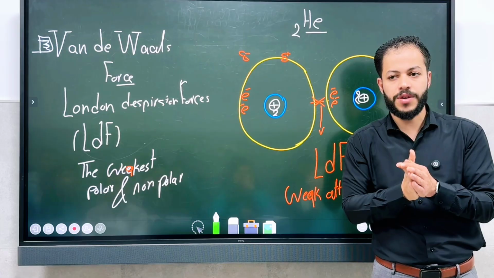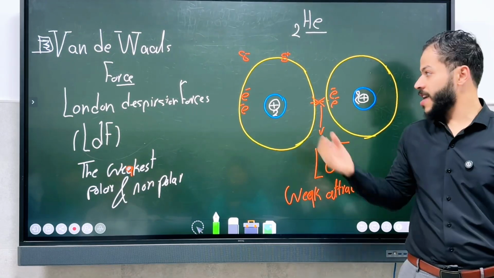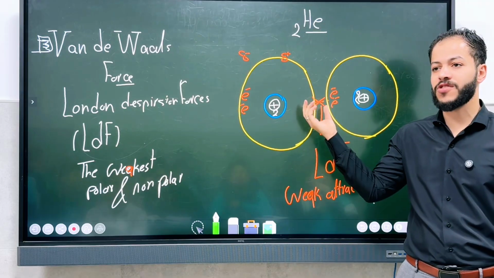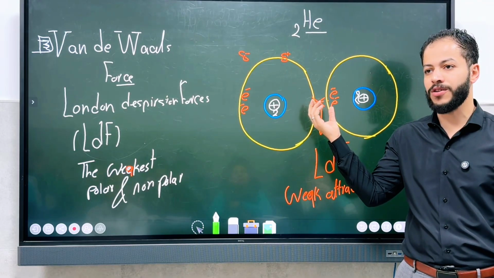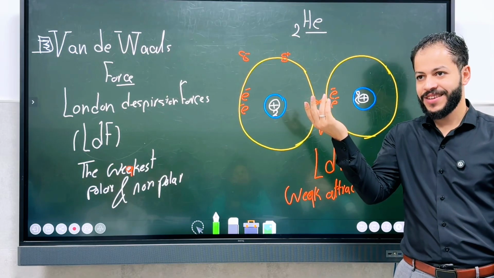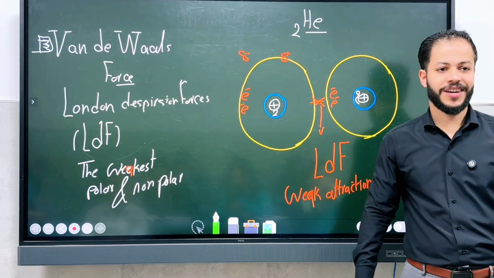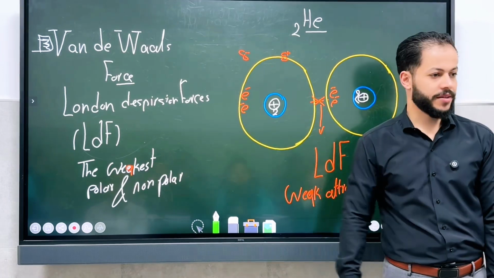Do you have any questions, guys? Because this shifting happens for the atoms only for a moment. We talk about a moment, right? This is why we name it momentary dipole, right? Okay. Very rare to happen.